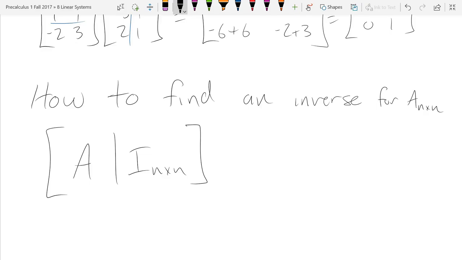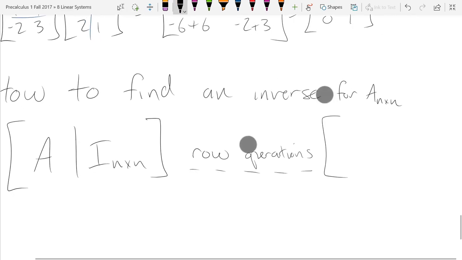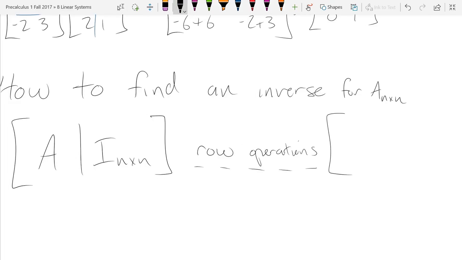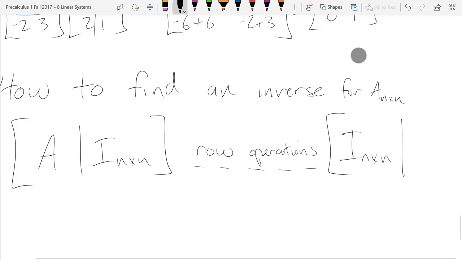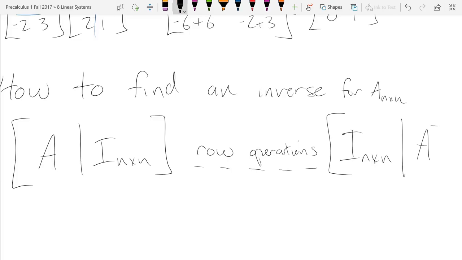So what you do is you create this double wide matrix where the left part will be A and the right part will be the identity. And then you do row operations, the exact three row operations you've used before. And what you are going to do, the exact same process you did before, is on the left side, you're going to get the identity matrix, which is ones down the diagonal, zeros elsewhere. And whatever result you get on the right side, as long as you do this correctly, will be A inverse. So that matrix that results on the right will be A inverse.